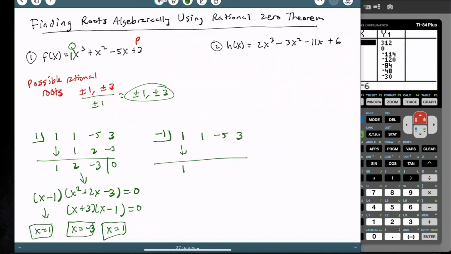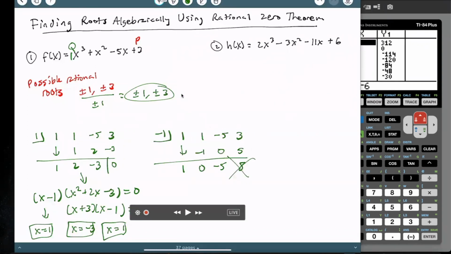You bring down the 1, this would give you 1 times -1, so that's -1, that plus 0 is -1. Then -1 times -1 is positive 1, and so on. This will give you a remainder of 8, so that would not be a root. So you just use synthetic division until you find one. If these didn't work, try 3, try -3, until you find one, and you can get the more broken down version, which you should be able to factor.